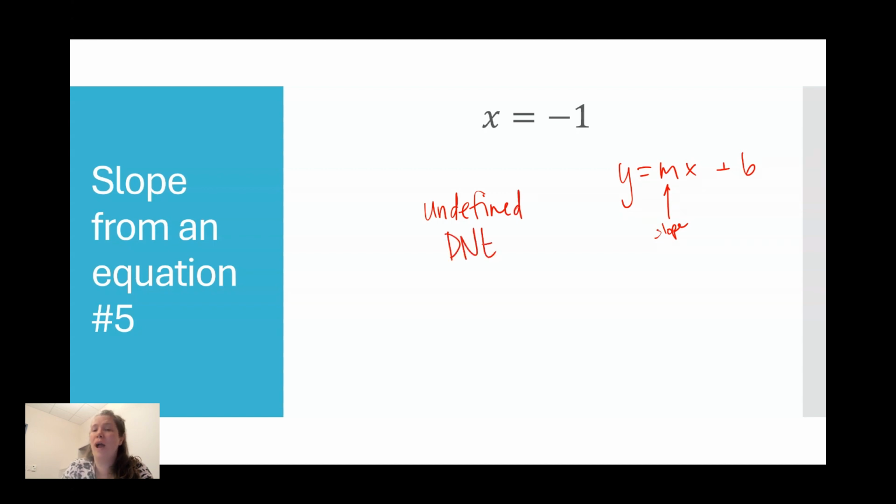And remember, on a graph, an x equals a number line is a straight up and down vertical line that has no slope, undefined, not a 0 slope. There's no slope to it. It does not exist. So anytime you have x equals a number, the slope is undefined or does not exist.